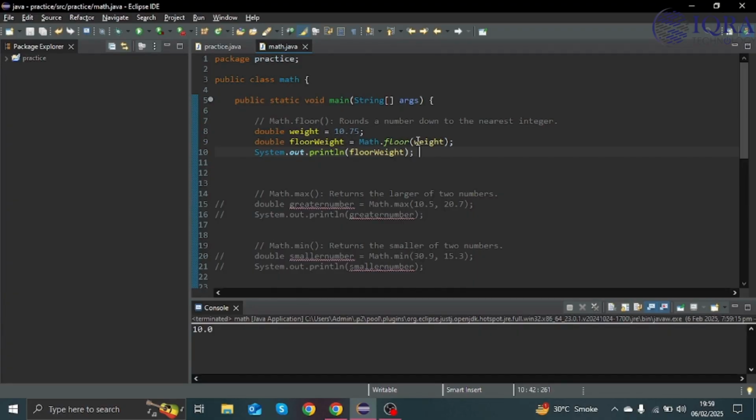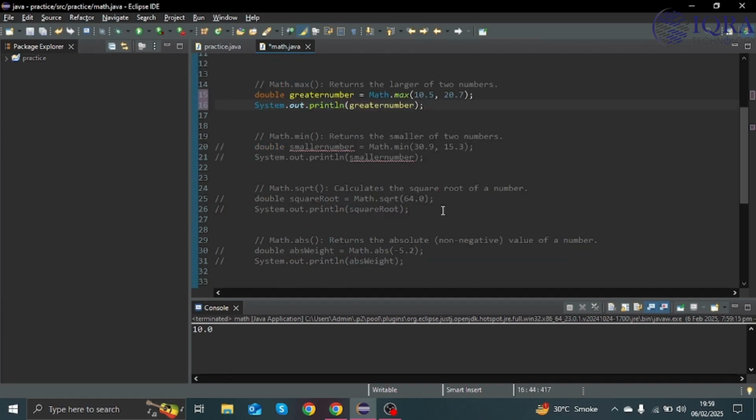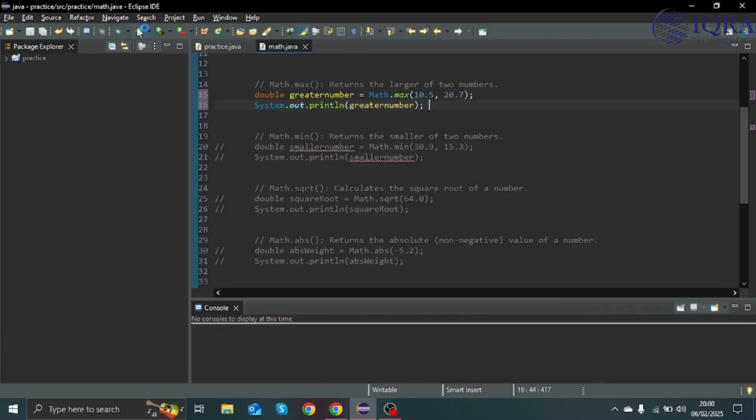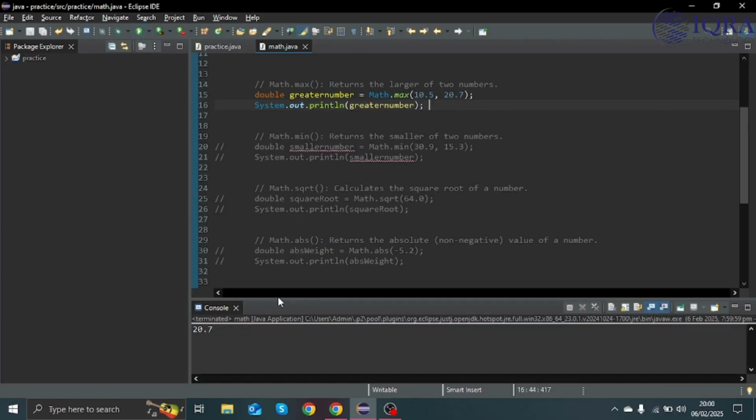Do you understand? And next we will see about Math.max, which gives the value which is greater by comparing two values. Okay, so here we have two values which are 10.5 and 20.7. So as we know 20.7 is greater, it will give us output 20.7. Why? Because it is greater than 10.5. Did you understand? We will run this, we will get the output as 20.7.